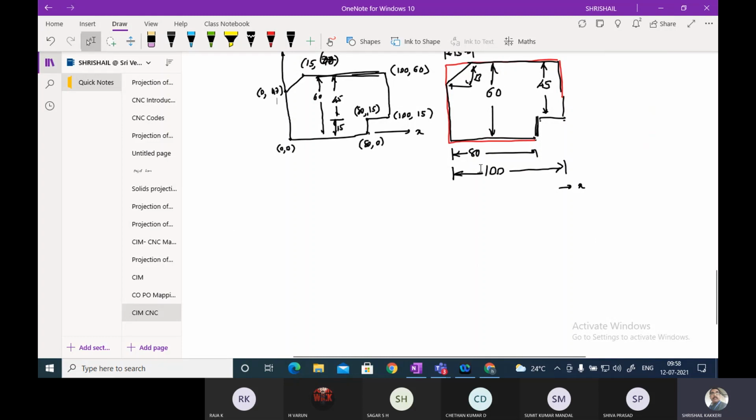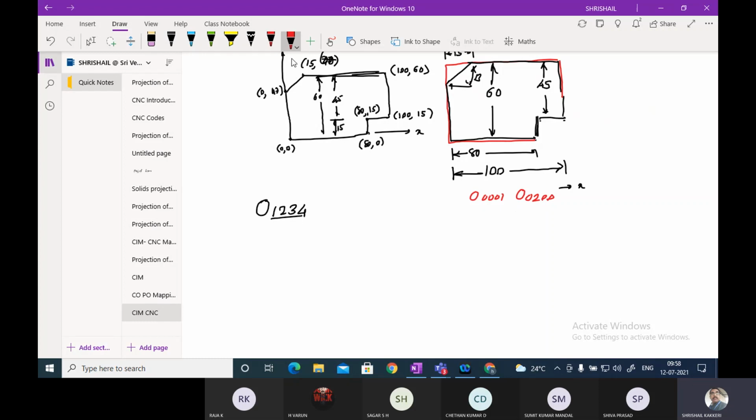Slowly let me make the attempt. In the beginning, we'll be writing O1234. O means this is the program name. It is simply the program name. You can write O001, O002, anything you are able to write. O0001 you can write, or O0200, whatever you want you can write.